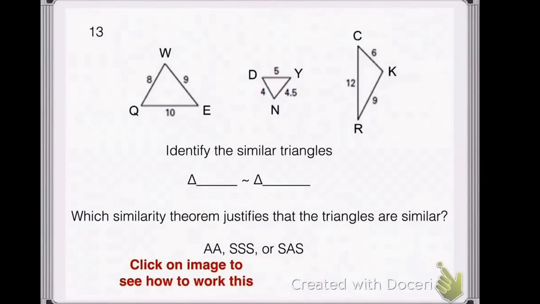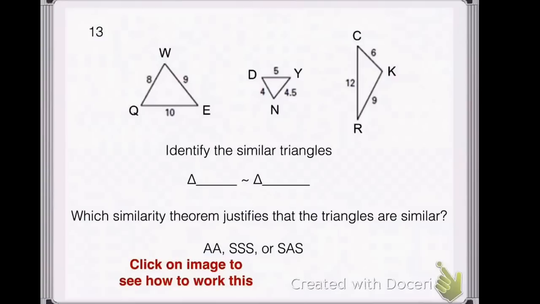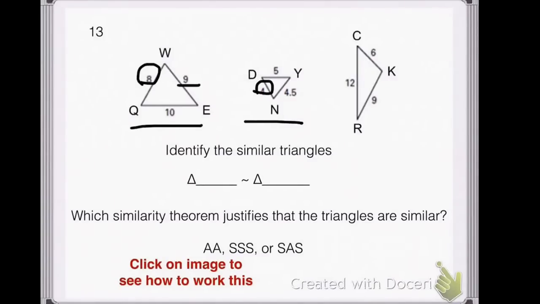13. Identify the similar triangles. Now remember, if they're similar, they're going to have the same scale factor. So if I look at the first two triangles here, I can say 8 divided by 2 is 4. 9 divided by 2 is 4.5. 10 divided by 2 is 5. So the scale factor is 1/2.